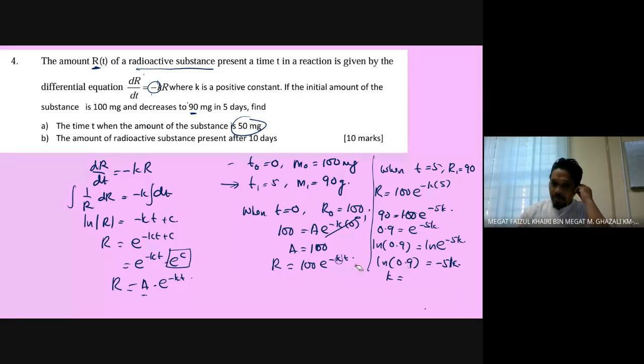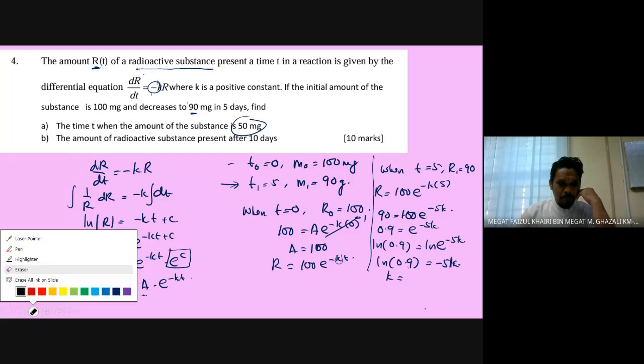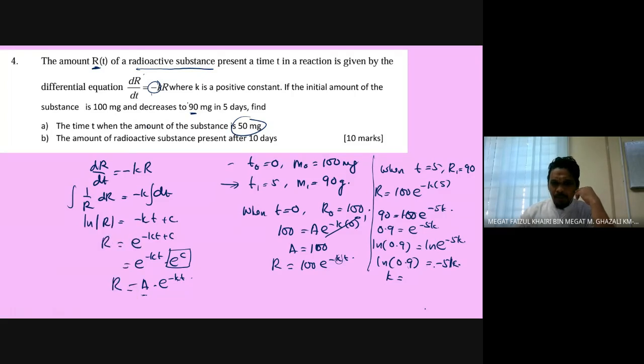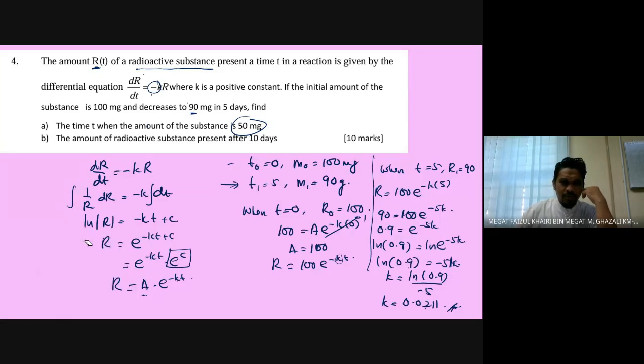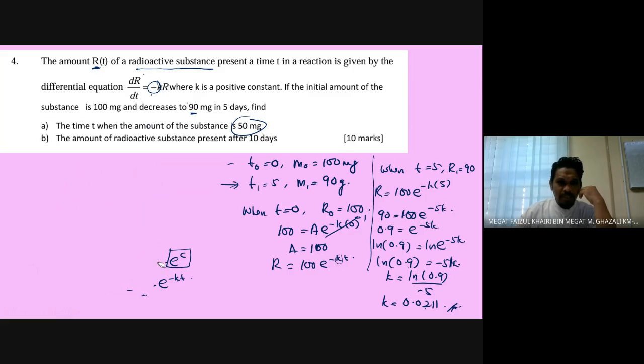So this one supposedly natural log of 0.9 divided by -5. So then k equal to 0.0211. Okay, so now it's time for us to write down the equation completely before we solve the questions A, B, and C.